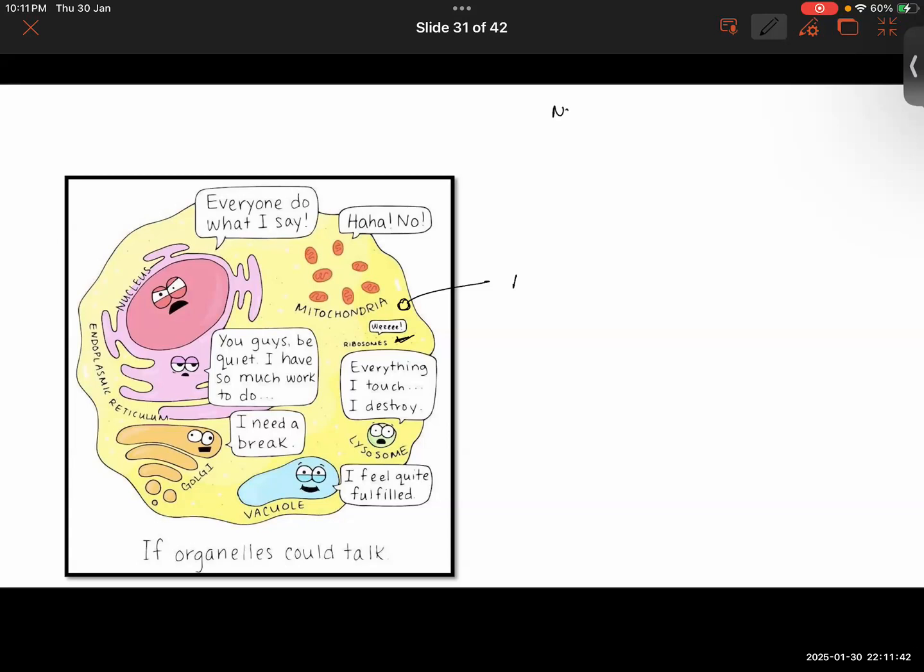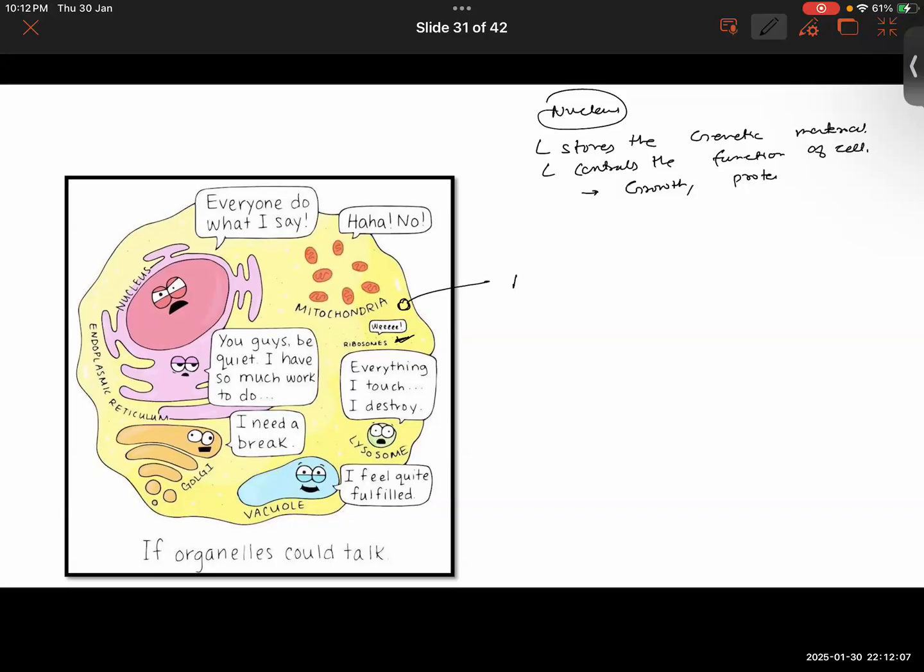So the nucleus stores the genetic material. Next, it controls the function of the cell, like how the growth is going to take place, how the protein production is going to occur, right? How the division of the cell is going to take place, etc.